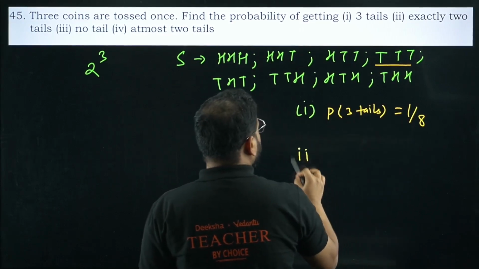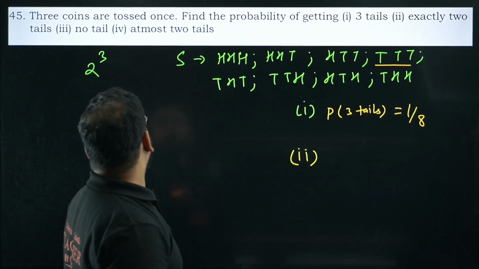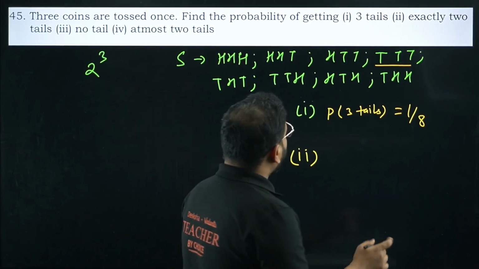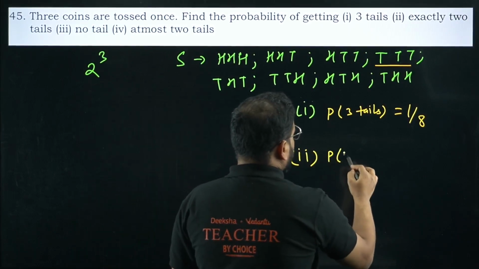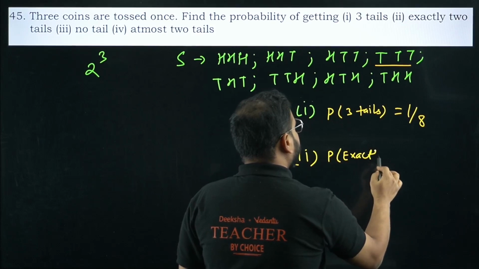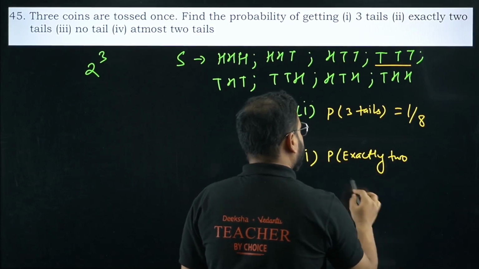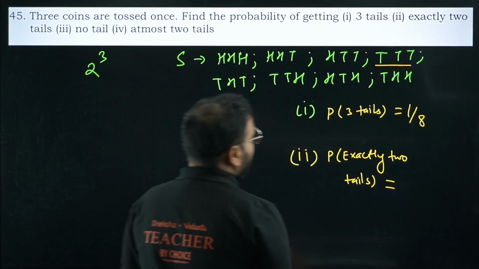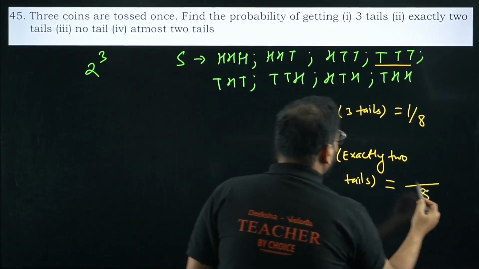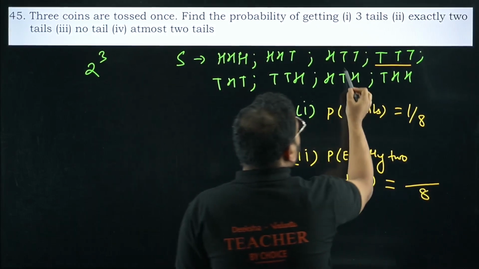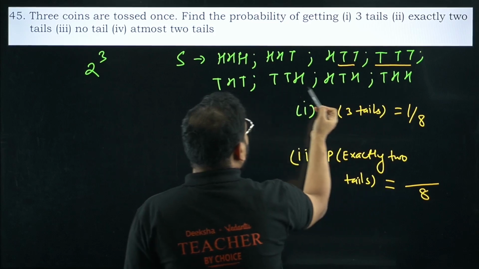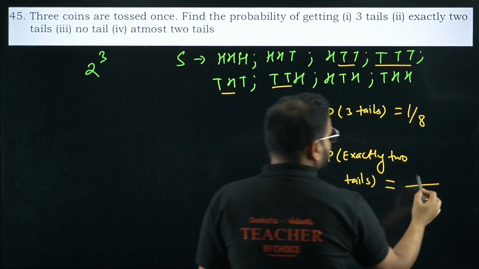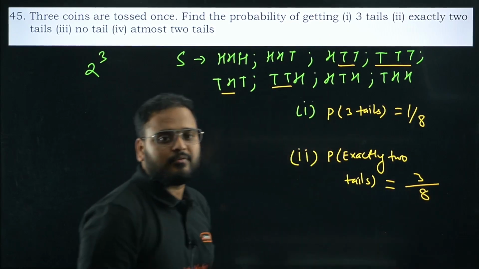Second part, please check. Probability of exactly two tails, right? Two tails, how many do we have? Please check. Out of 8, two tails is here, then we have here and here, only 3. So 3 out of 8. What is it? 3 out of 8.